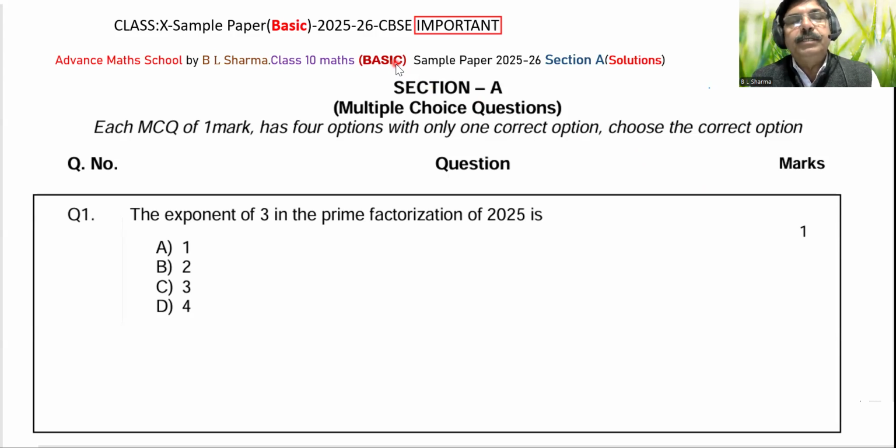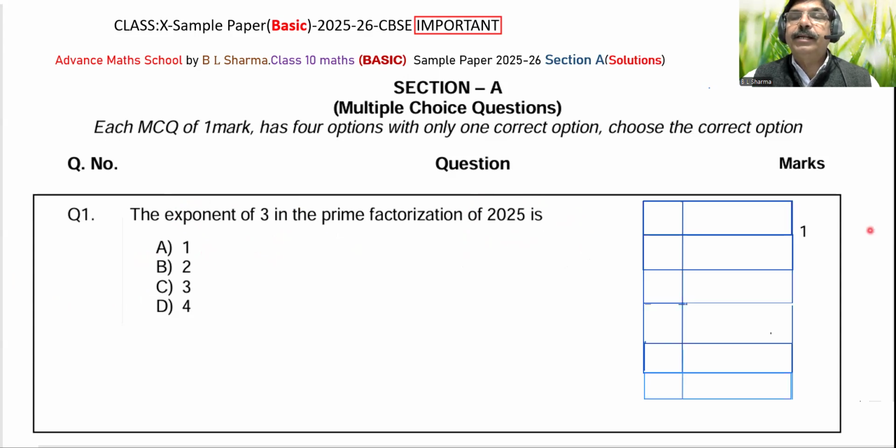So I shall be discussing here the first 20 questions of section A of basic. You can see what the difficulty level is. The first question is: the exponent of 3 in the prime factorization of 2025 is? If we make the prime factors of 2025, what will be the exponent of 3, exponent meaning power?